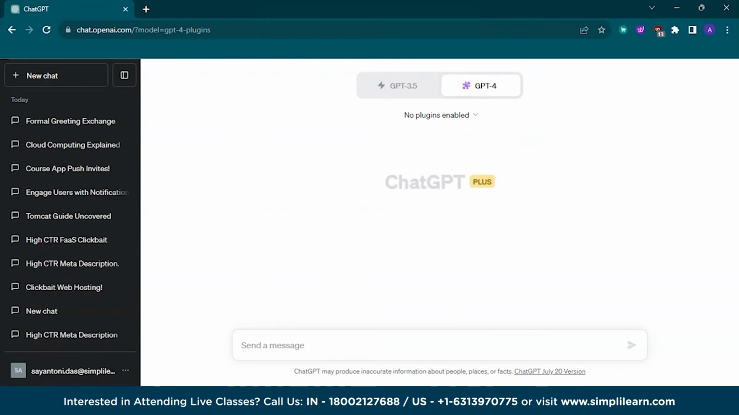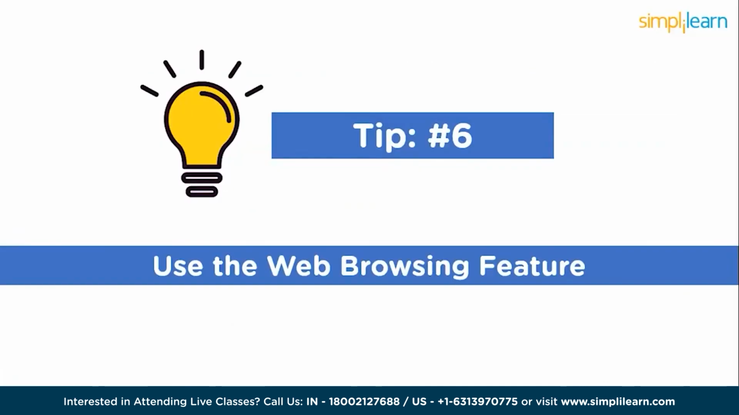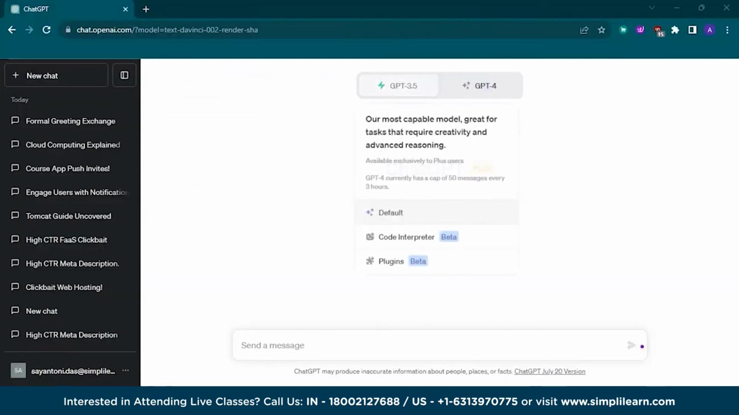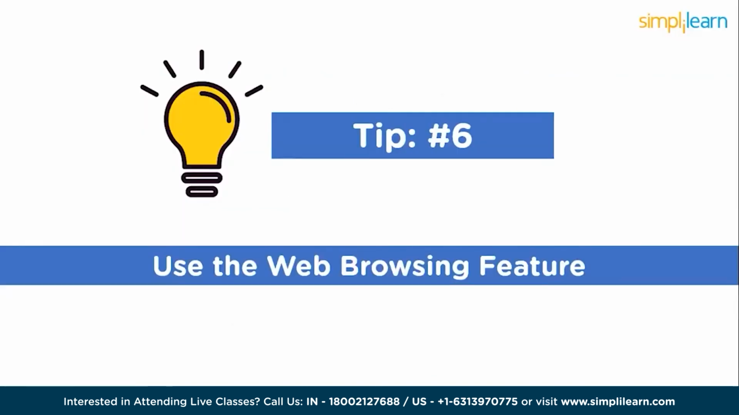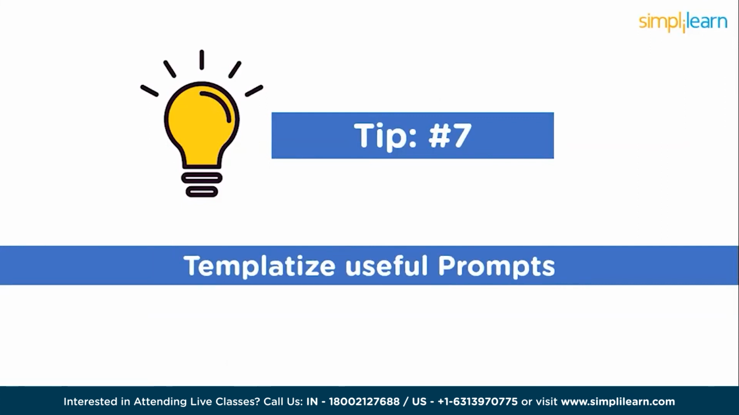Now moving on to the next tip, that is tip 6: use the web browsing feature. With GPT-4 and with the beta versions, you get a feature to search or browse with Bing, which is not available for my account or for my area. You can use it if you have the paid version and if you have access to the beta version of browsing with Bing. So this was our next tip, and moving on, we will see our 7th tip, that is, templatize useful prompts.